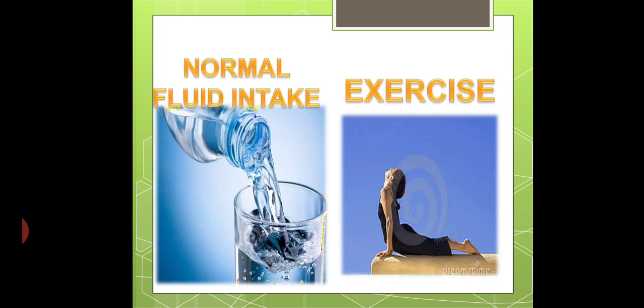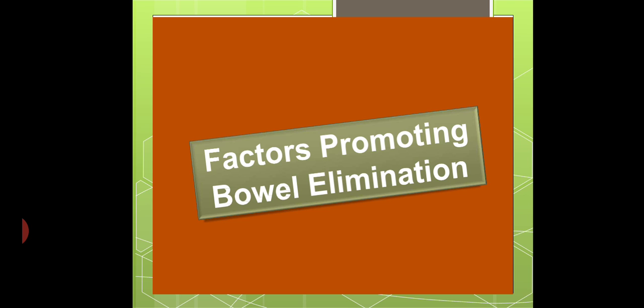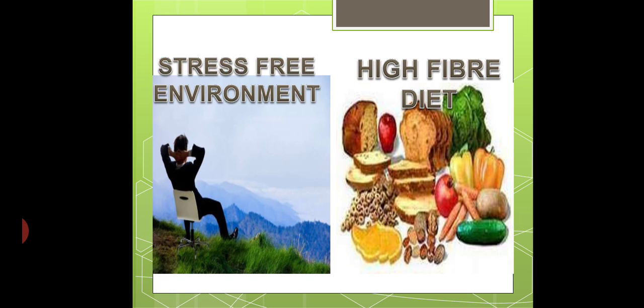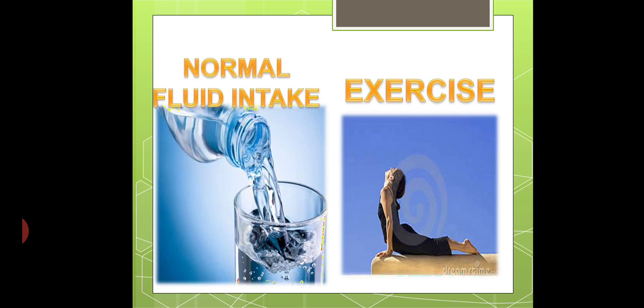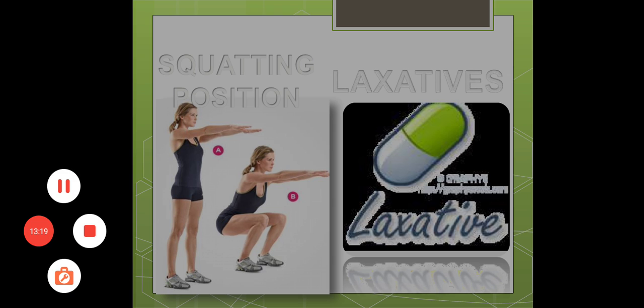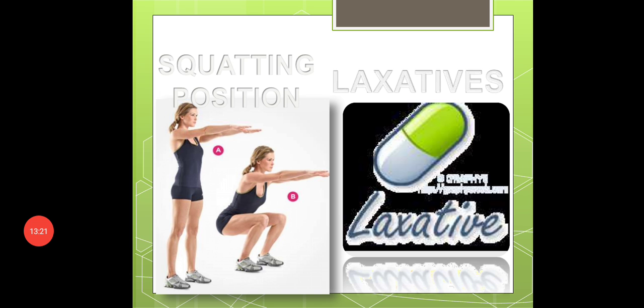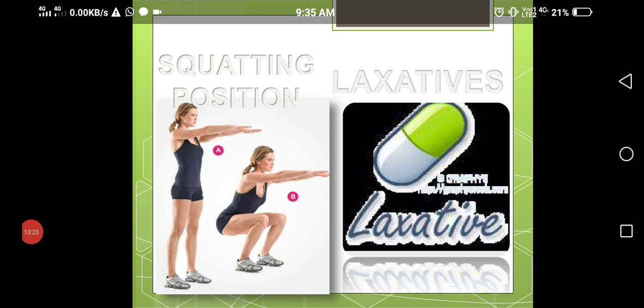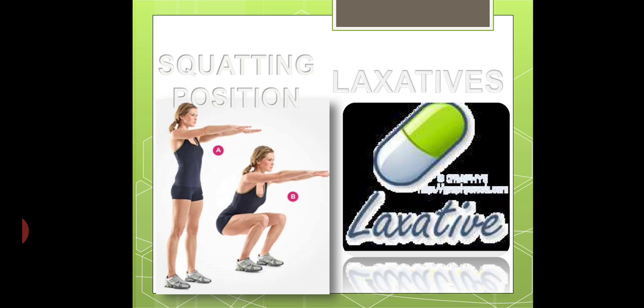So as we have seen, these are the pictures of factors promoting bowel elimination. You have to remember what the factors are that are helpful for normal bowel elimination. As we have seen, it is a stress free environment, high fiber diet, normal fluid intake, exercise, squatting position, then the laxatives. These are the normal things which can help normal bowel elimination.